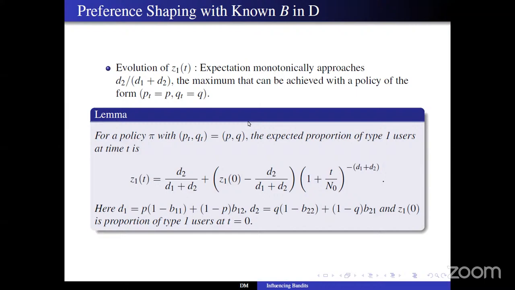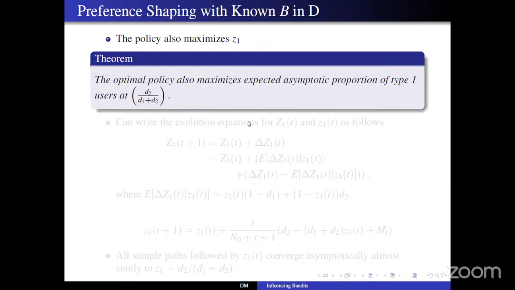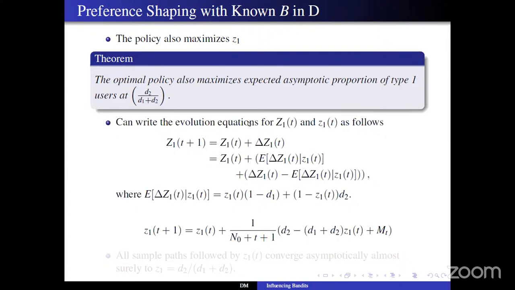Okay. So once you write down the equation, these are rather straightforward. The algebra is not very hard. We'll say that if I choose P and Q like that, it will asymptotically maximize the proportion of users. Mind you, what I said was that the expected value was D2 by D1. I'll show that it was actually D1 over D2 in the limit, exactly. The idea here is to write down the evolution of Z1 and get it into a form where you can argue that it tracks a particular differential equation and will, in the limit, converge. So all sample paths followed by Z1 converge asymptotically almost surely to Z1 equal to that fraction of type 1 users that will be there if you use P and Q as I said.